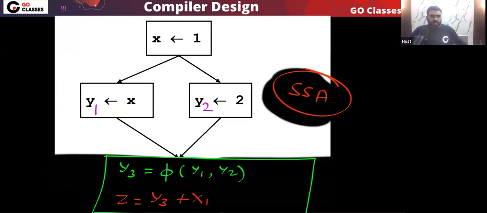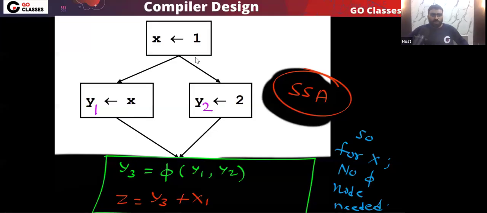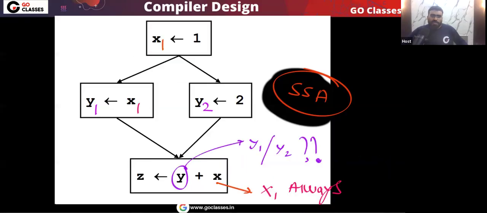So you can notice, for X, no phi node is required, no phi node needed. Is this clear? Understood? We only need a phi node for Y. Only for Y we need a phi node. We don't need it for X. No problem, you can keep it X.